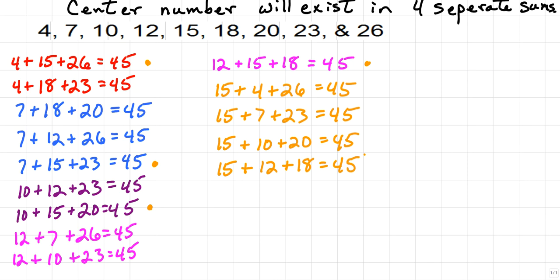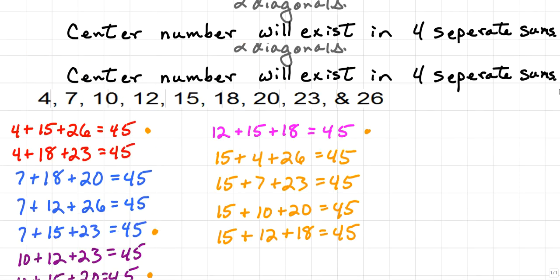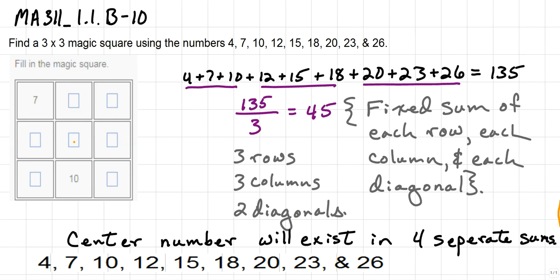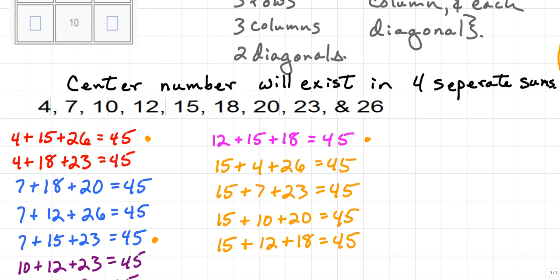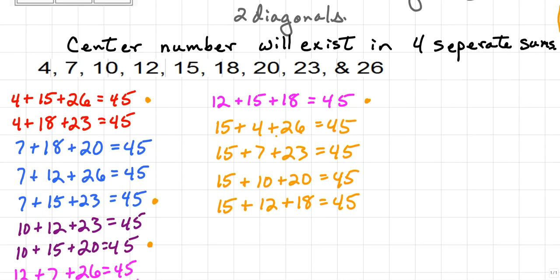And I know that there's not going to be any more, because at the most I can have is 4 triples that have the same number, because that means that's going to go in this center square. But we could go ahead and look through it. Let's see, 15 and 4 and 26. 15, 7, and 23, 15, 10, and 20, and then 15, 12, and 18. We've actually used all the numbers, and I don't need to continue with 15.